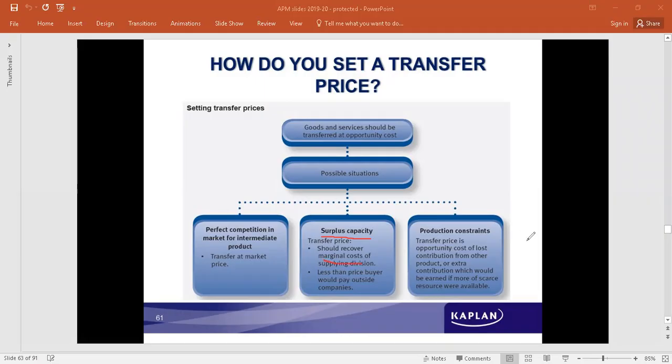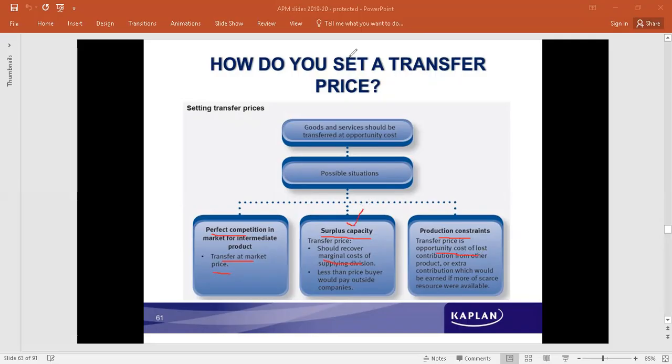In situations where they have surplus capacity, their price could be as low as marginal cost. Three different situations are discussed. When it is perfect competition, the same market price should be used for the transfer price also. If there is surplus capacity available, they can bring down the price as low as marginal cost. If they have a production constraint, while deciding the transfer price they should also consider the opportunity cost of the contribution that is foregone. Right now, we are at this second situation where there is surplus capacity.